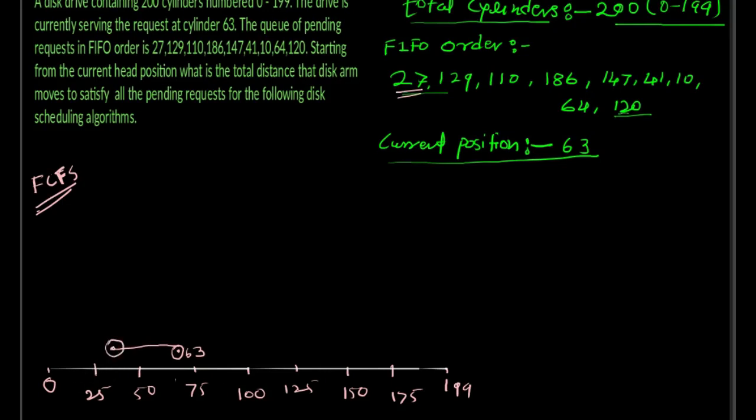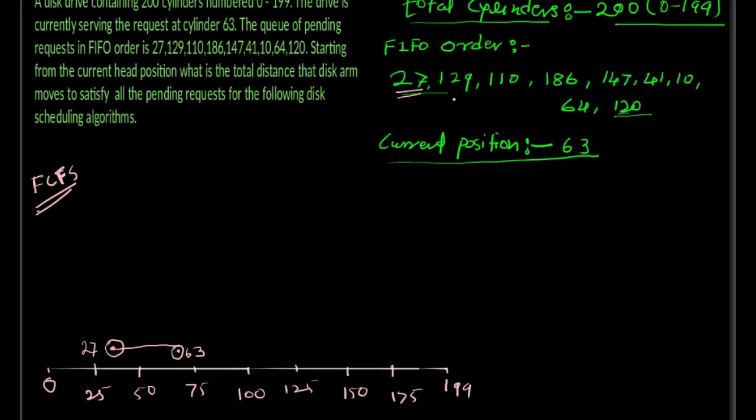We have been given a total of 200 cylinders, so we have marked this line from 0 to 199. Then we have approximately taken some units here: 25, 50, 75 up to 200 or 199. The graph doesn't need to be measured exactly, but it should be approximate. So we move to the next request, that is 27. From 63, approximately here, 27 will be approximately here.